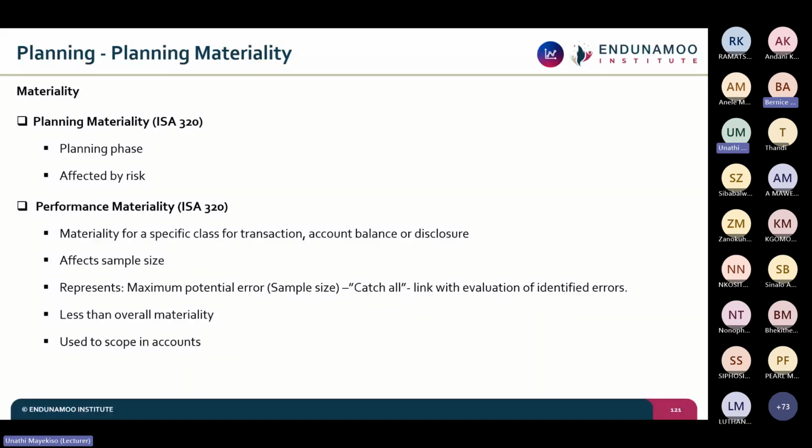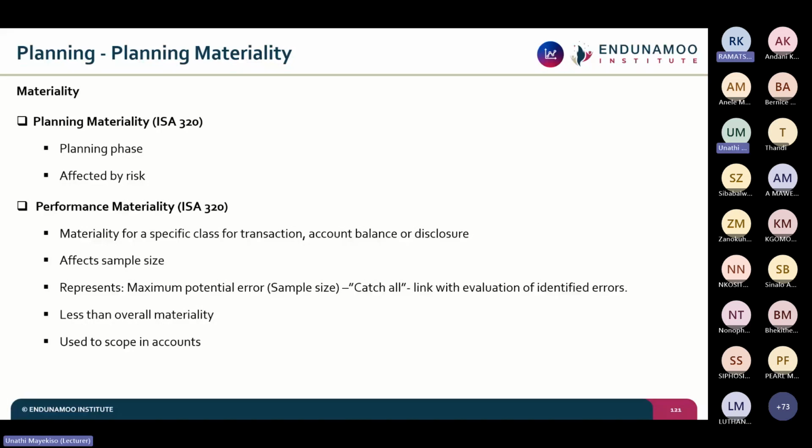Wait, can you please repeat that sentence? I want to write it down. It doesn't always differ from overall materiality, but it can. Okay. Now I see it. Yes. Now I understand. Unathi, is it safe to say, in accounting terms, you can say it's a budgeted materiality and actual?